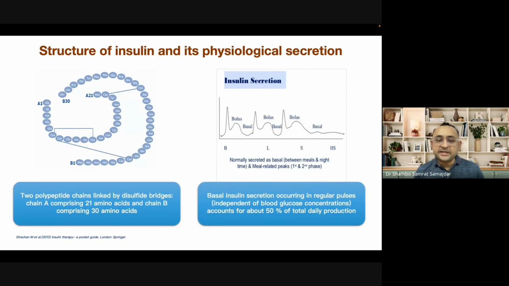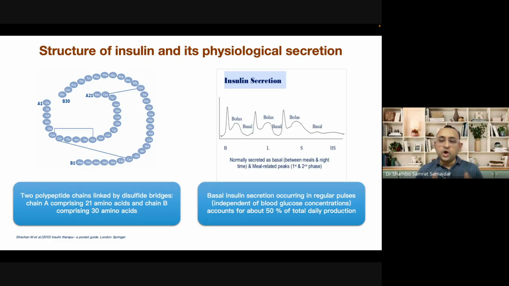So basically the structure of insulin is the same. It has two polypeptide chains linked by disulfide bridges. We know chain A and chain B: chain A comprises 21 amino acids, chain B comprises 30 amino acids, and the basic structure is the same. But by modifying it, which we will talk about later, the absorption profile from the subcutaneous tissue changes, and that influences the glucodynamics inside us in a variable way.